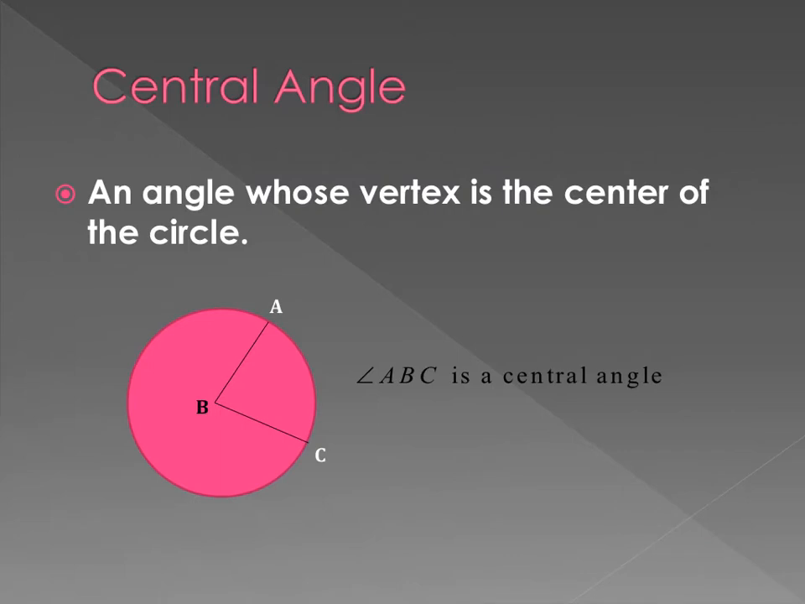So the first thing is the definition of a central angle. A central angle is an angle whose vertex is the center of the circle. So the vertex of this angle has to be on the center. It's like a big piece of the pie. Okay, this angle itself is called a central angle. So in this diagram, angle ABC is a central angle.